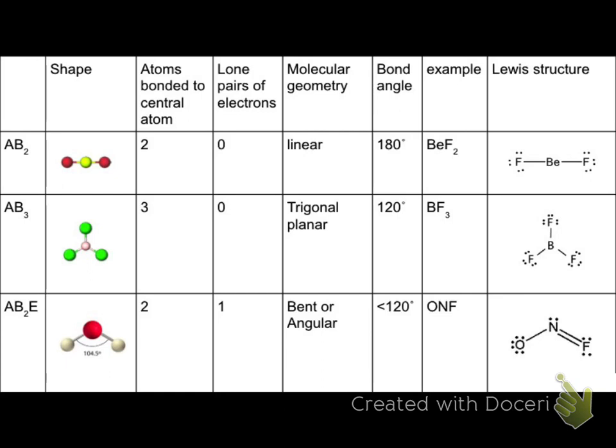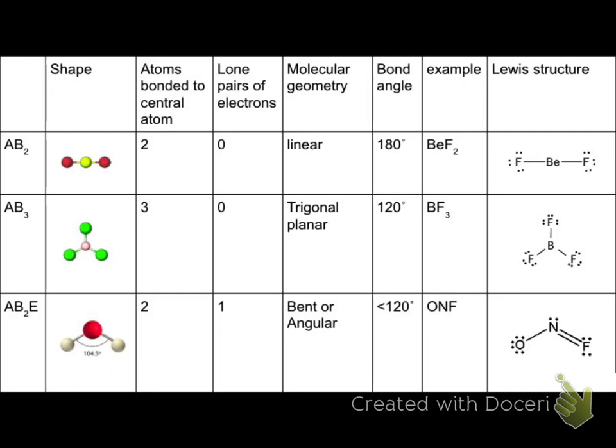AB2 molecules have 1 central atom and 2 outer atoms and no lone pairs, because you'll notice there's not an E in that simplified formula, right? Because there are 3 atoms here, the furthest apart that the outer atoms can get from each other is being on opposite sides of the central atom in a straight line, which means their bond angle is going to be 180 degrees, and we are going to consider them a linear geometry.